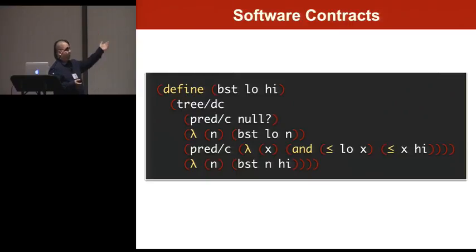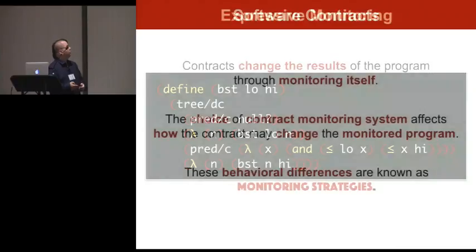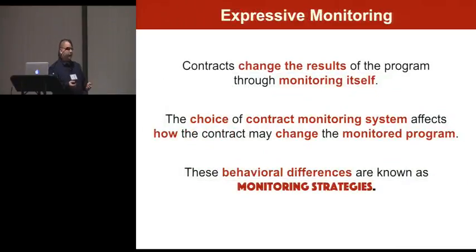Incidentally, checking this contract means that we have to traverse the entire tree, which takes the complexity from order log n for a binary lookup to, if we check this contract before we do it, order n. So that's not great. It turns out that there are a lot of ways that contracts can change the results of the program by just monitoring them, from asymptotics to where errors might occur to any number of other things.